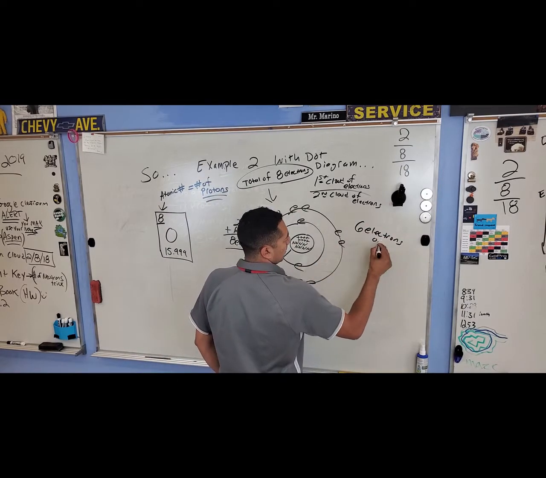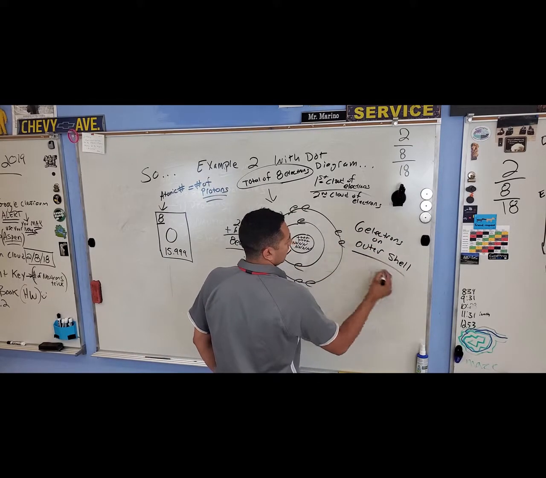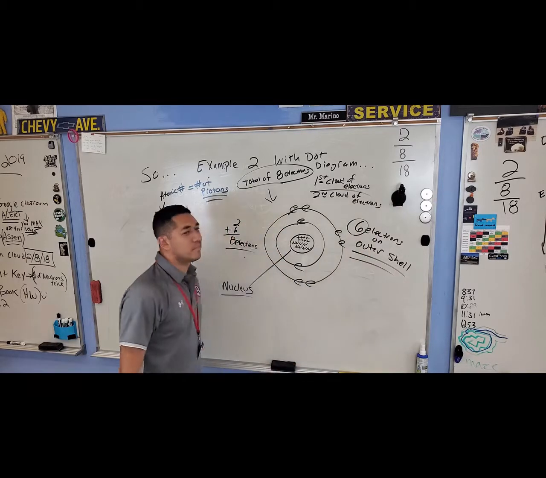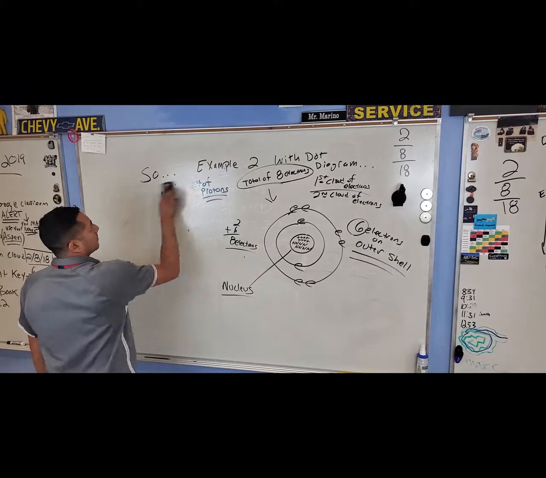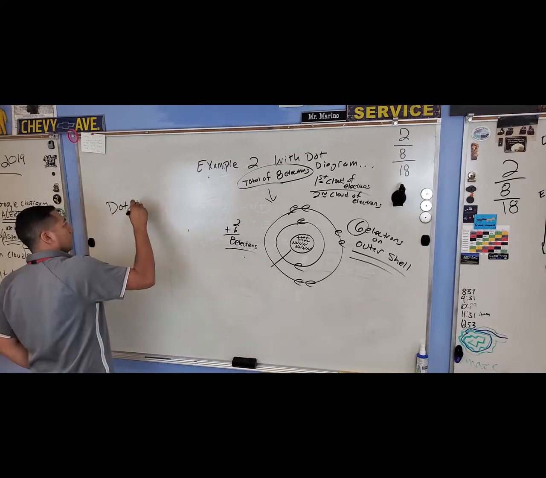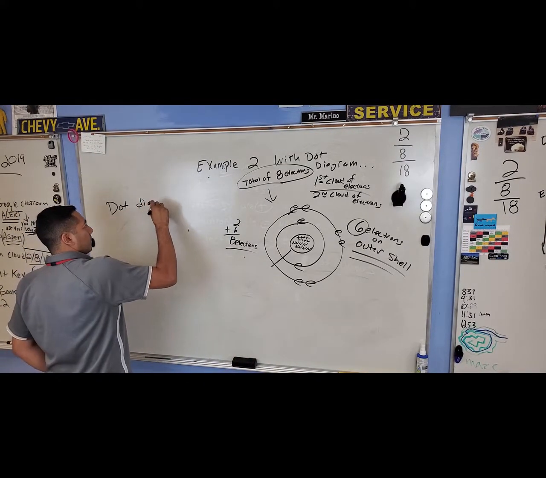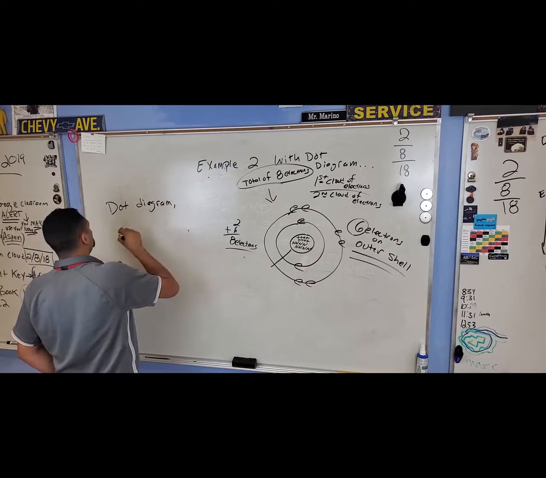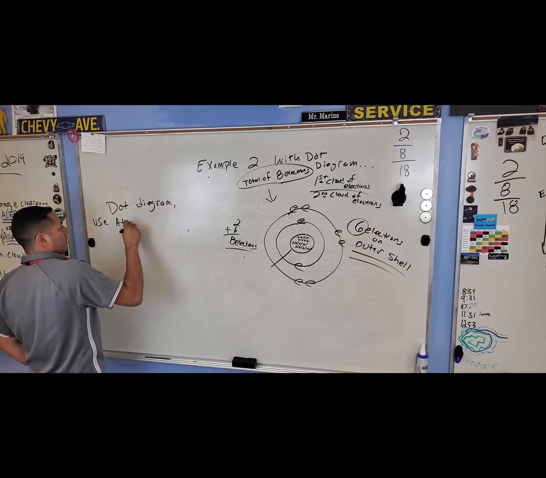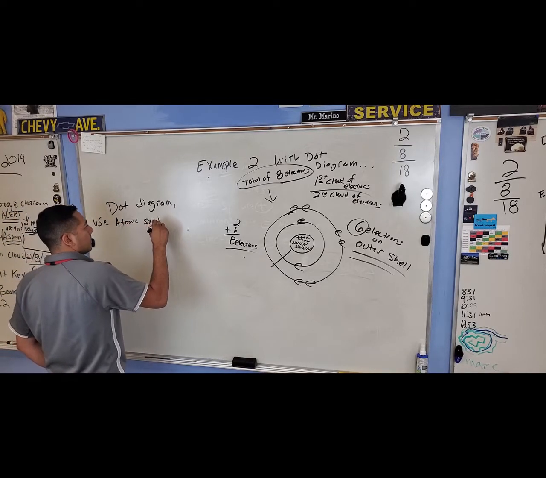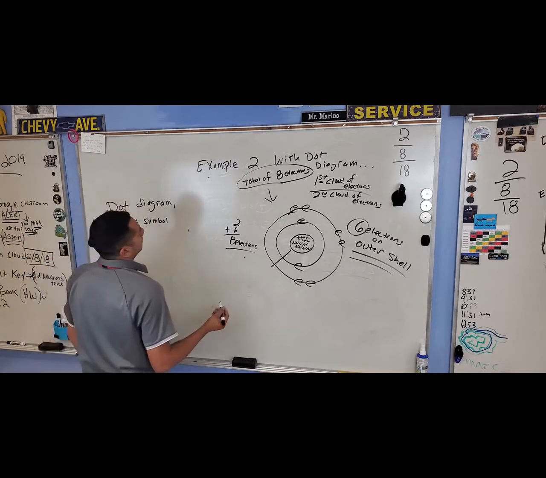There are 6 electrons on the outer shell. 1, 2, 3, 4, 5, 6. That's something worth noting because now that we're going to work on our dot diagram, it's important that we know how many electrons are located on the outermost ring. Since there isn't a third ring, we're not going to write 0, but we look here and we can see that there are 6 electrons on the outer ring.